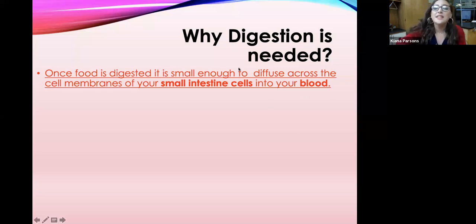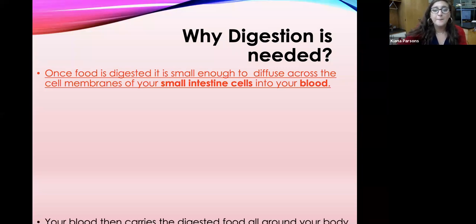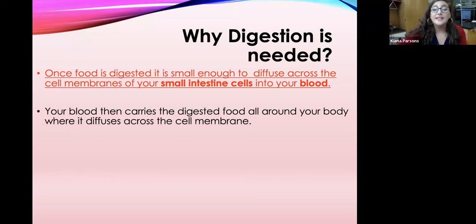Once food is digested, it is small enough to diffuse across the cell membranes of your small intestine cells, and that is called absorption. And then from there, it is able to make its way into the bloodstream and be circulated throughout the body. So that way, the organic compounds, the amino acids, the sugars, specifically glucose, the lipids, can make their way to all of the cells in our bodies that need them. Your blood then carries the digested food all around your body, where it diffuses across the cell membrane, so it goes into each individual cell.